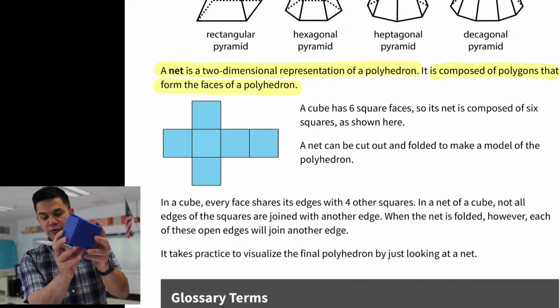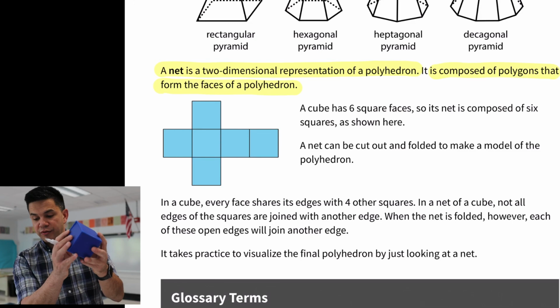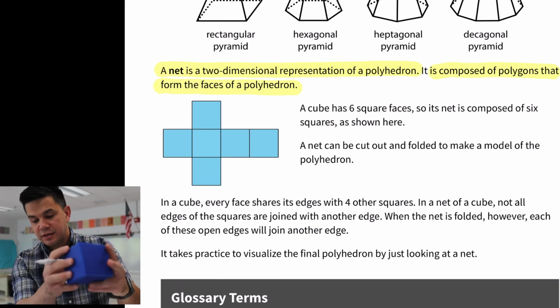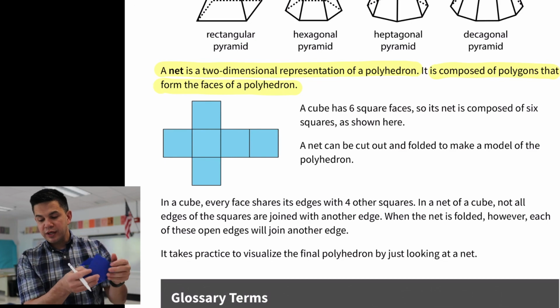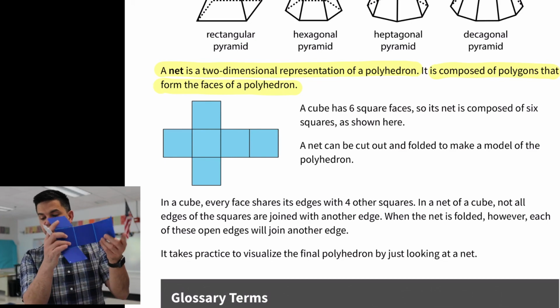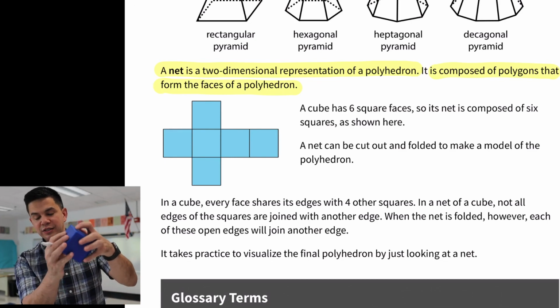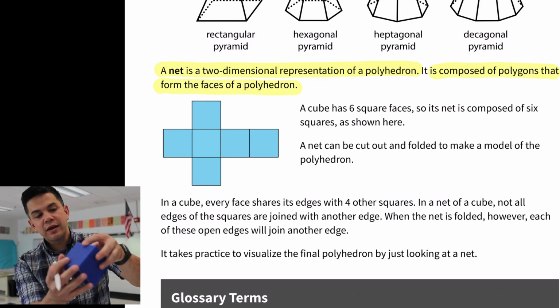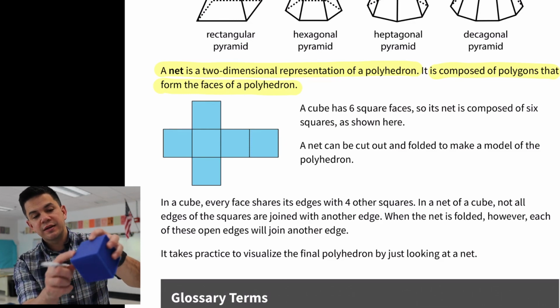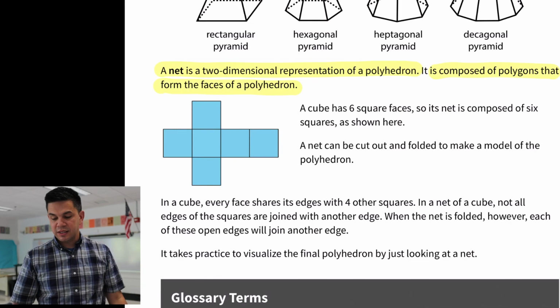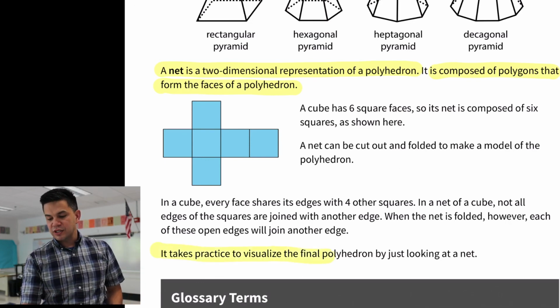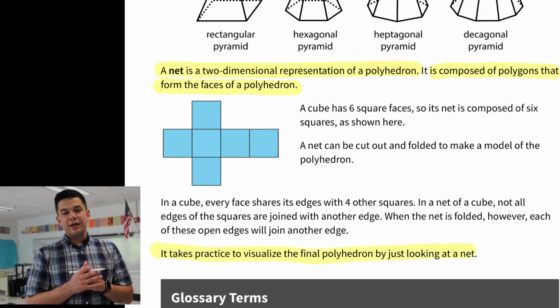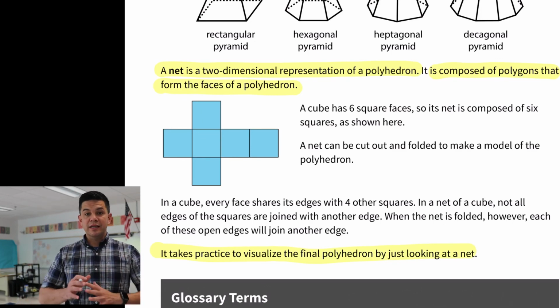And in the cube, every face shares its edge with 4 other squares, right? In the net of a cube, not all the edges of the squares are joined with another edge, but when it's folded up, however, these open edges will join and create another edge, right? Edges here, edges, edges, edges. And lastly, this last note: it takes time and practice to visualize the final polyhedron just by looking at the net. Absolutely, it takes practice.